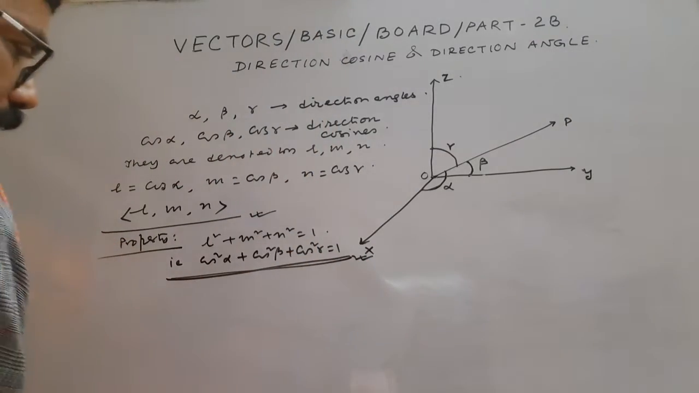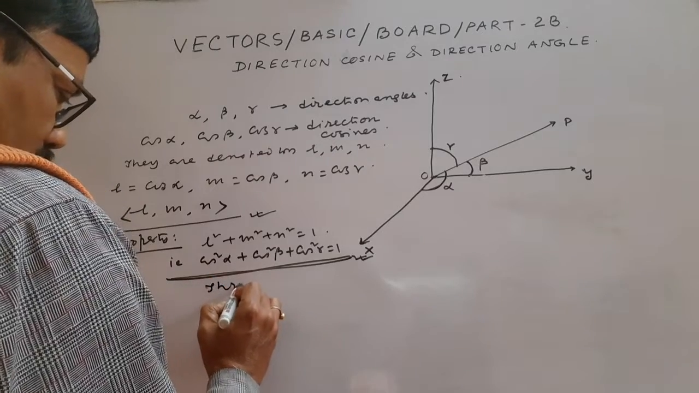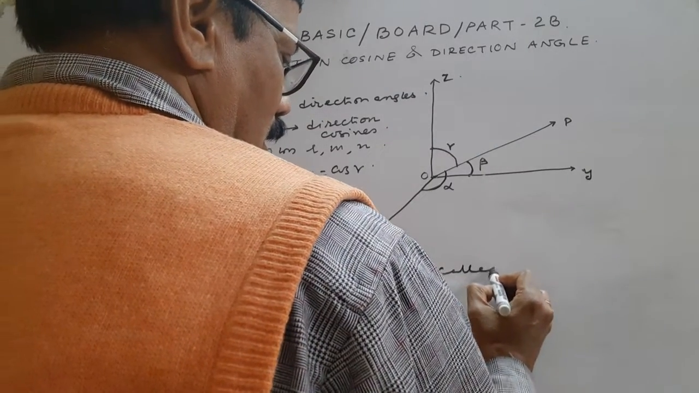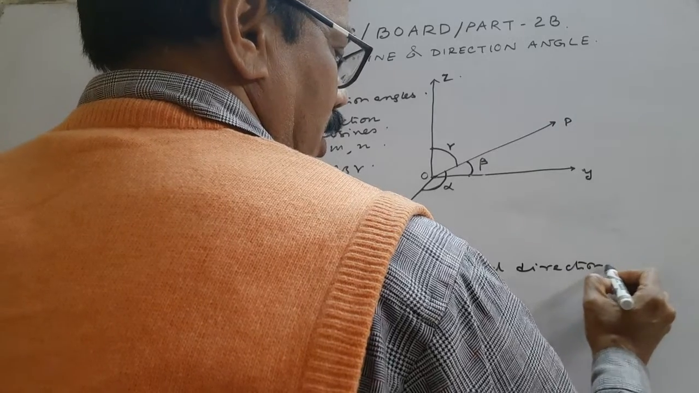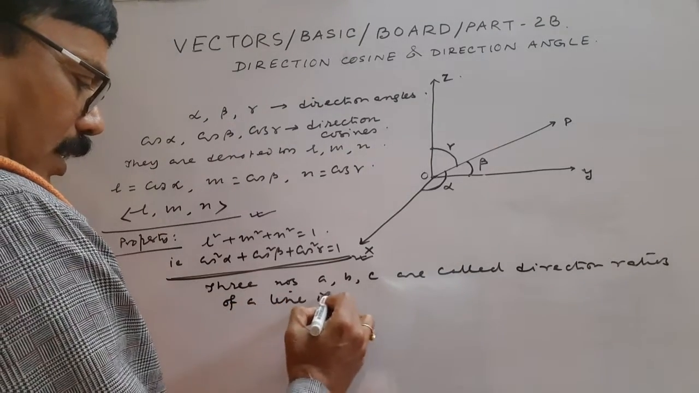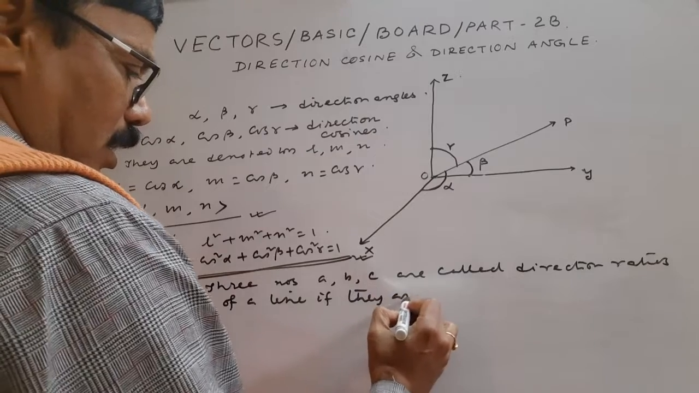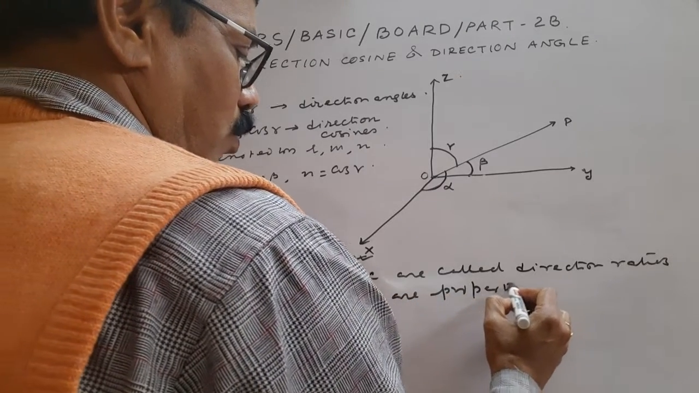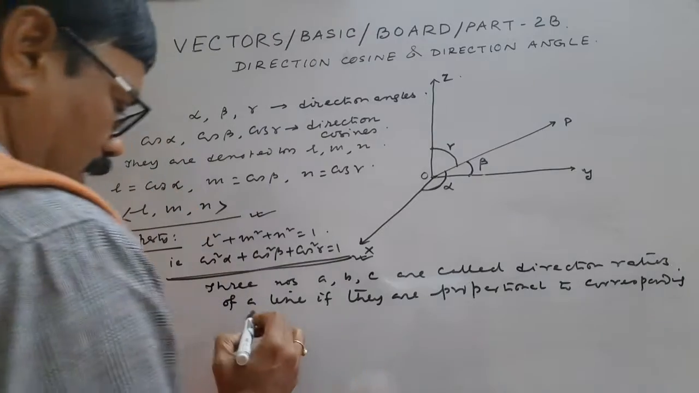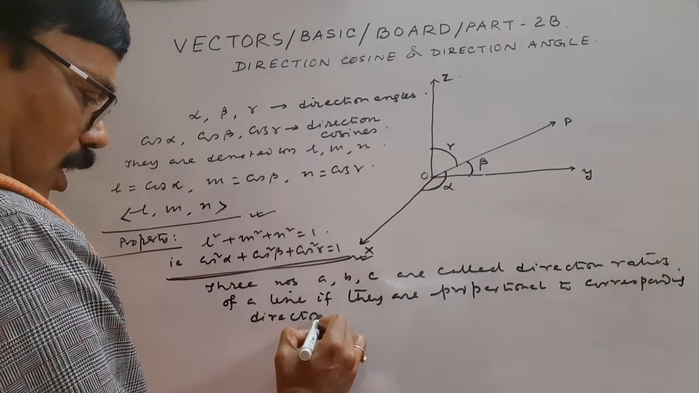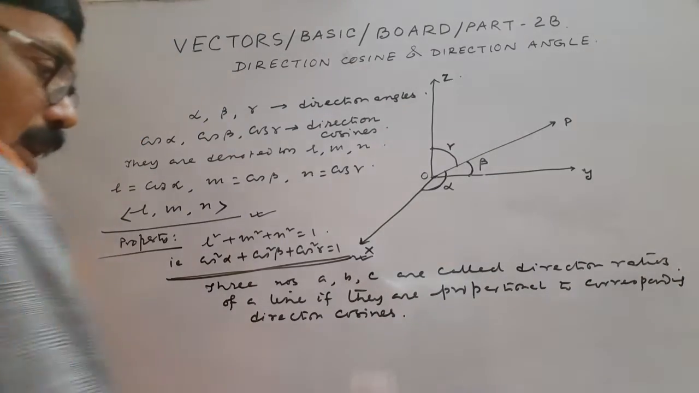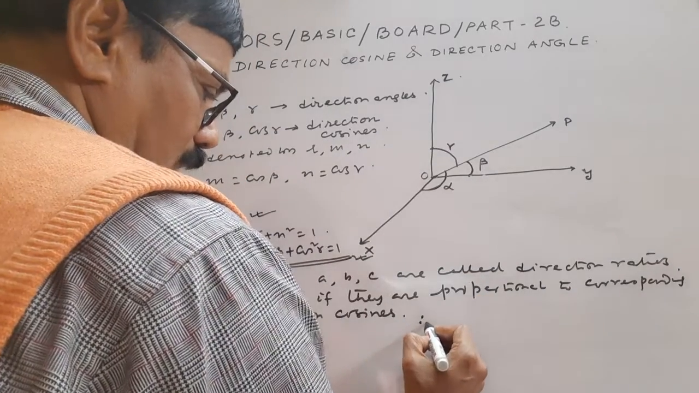Now what are direction ratios? Three numbers A, B, C are called direction ratios of a line if they are proportional to the corresponding direction cosines.